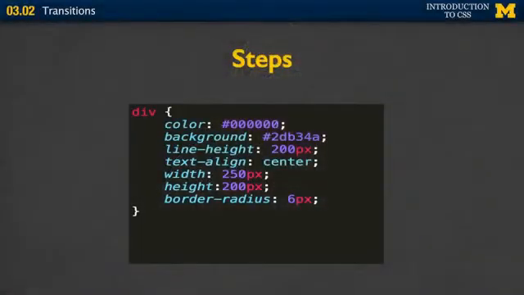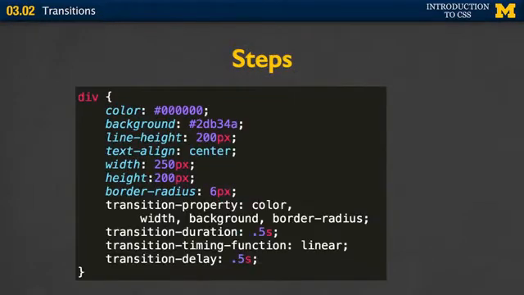So let's look at some code just on the screen, and then I'll run you through an actual example. So here, I went ahead and defined a div to just have color, background, line height, width, height, all the typical things. If you notice, the border radius is pretty small. It's only 6 pixels. Next, I went in and I said, you know what? I'm going to go ahead and define each one of these properties. So my properties I want to change are going to be color, width, background, and border radius. This is kind of a lot, but I wanted a big example.